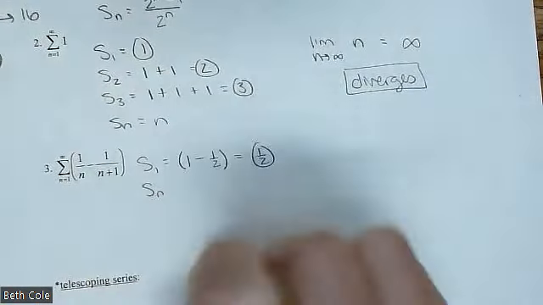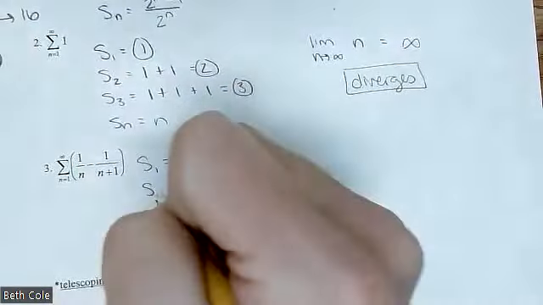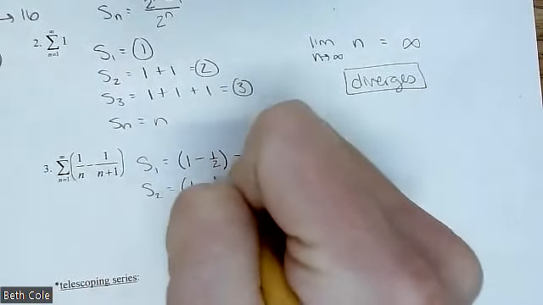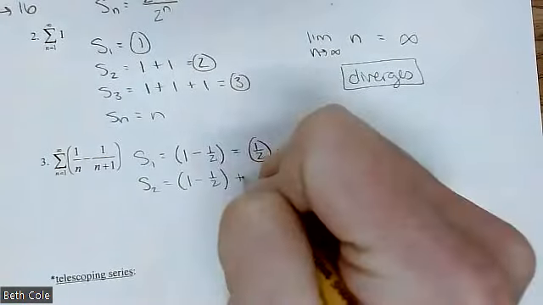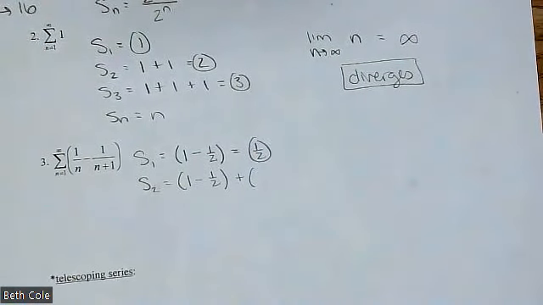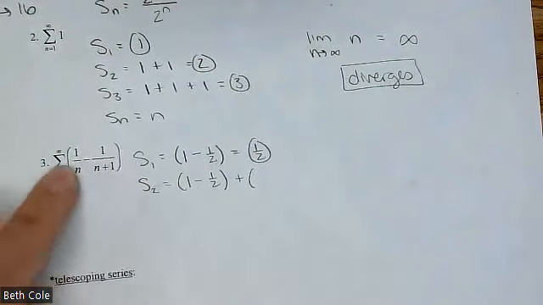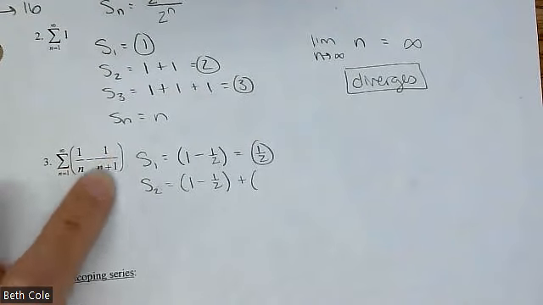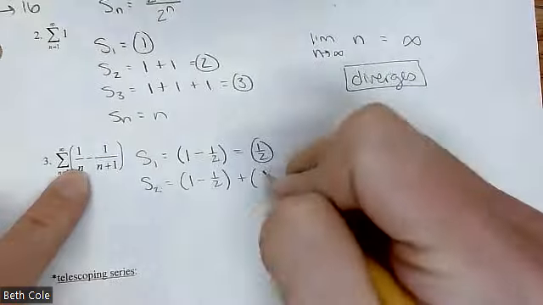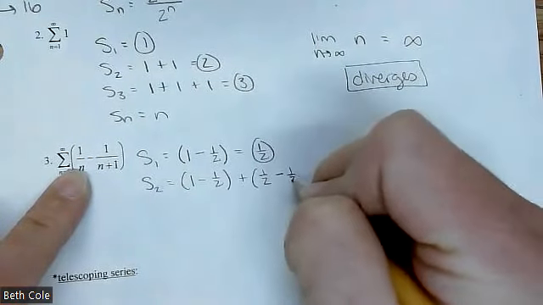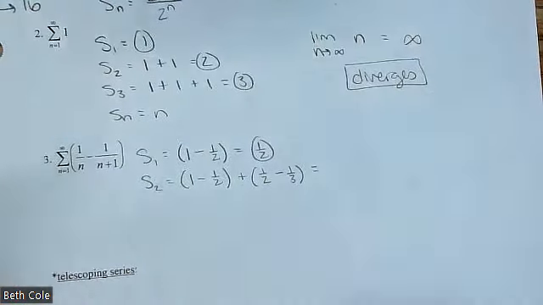So your second partial sum would be what we just did, and write it with the parentheses like I did, because if you just write 1/2, you're not going to see what I'm trying to show you here. Plus, now we're going to plug in 2. So if you plug in 2 for n for this series, what would you get? Good, 1/2 minus 1/3.